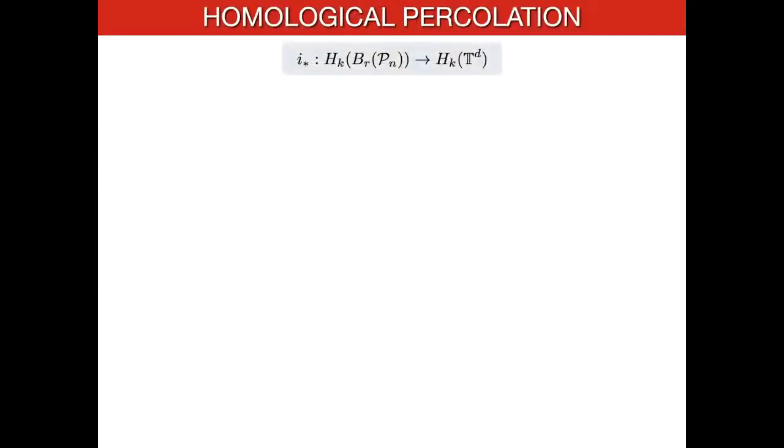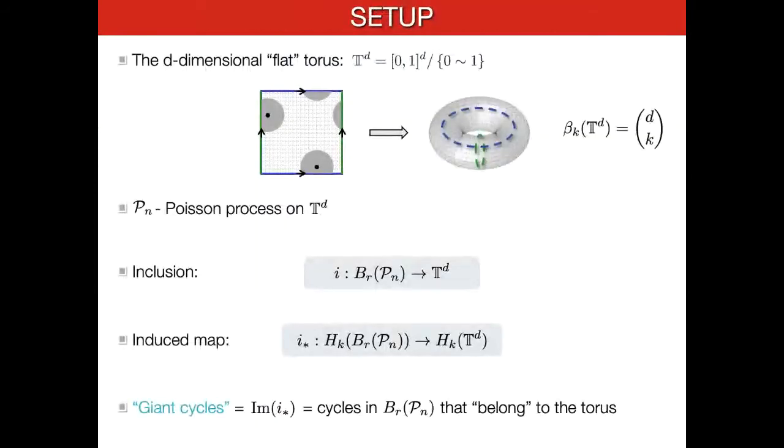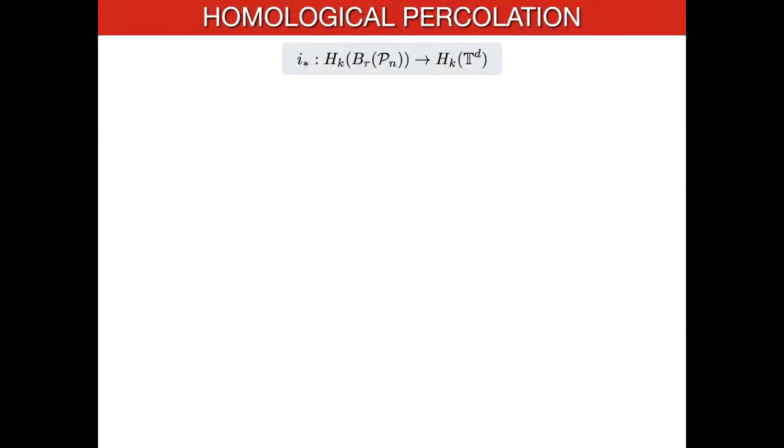Question: doesn't the ball have null homotopic, so that inclusion map is not going to give you anything? Confused. But I have a union of balls. I have many balls unioned together. In this picture you just see one ball, but I'm going to place n going to infinity points, so it's going to be a lot of them. So I have this inclusion map from the union of the balls. Yes, B_r of P_n is all the balls around all the points in my process. The giant cycle is everything which is non-zero in this image.